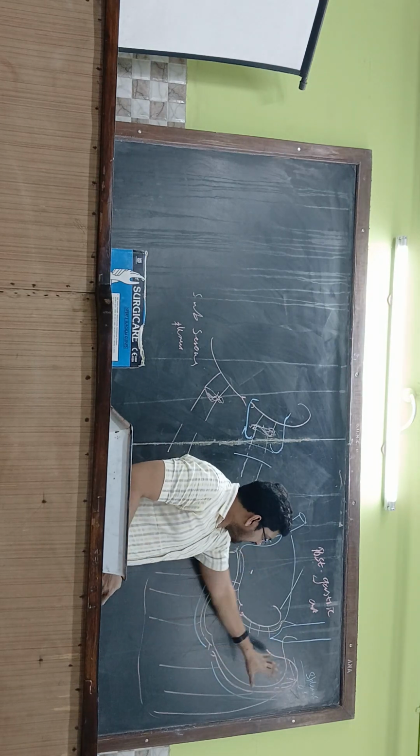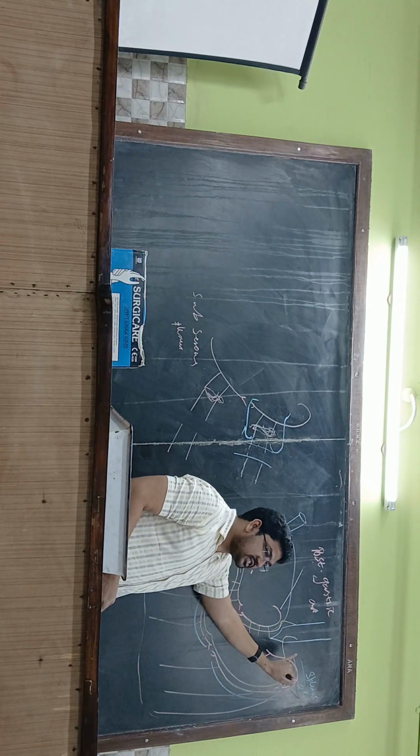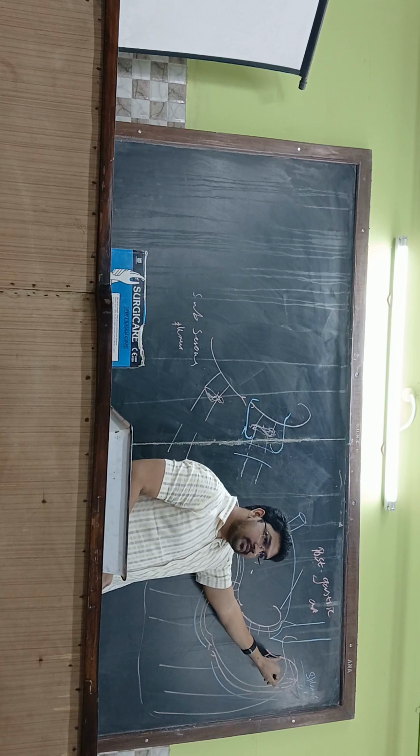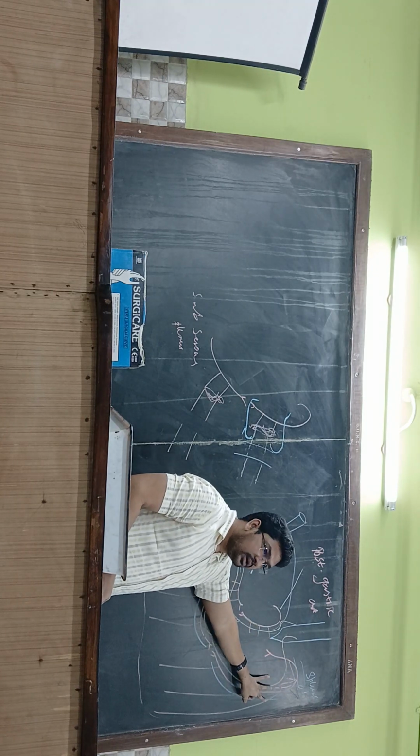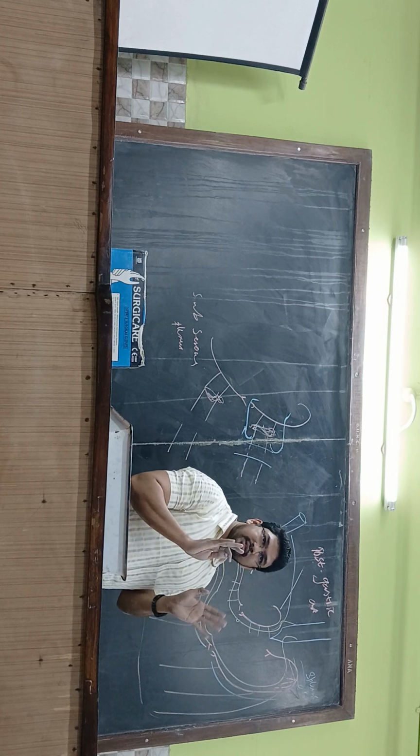So how many arteries are the branches of the splenic artery? One is the posterior gastric artery, the short gastric arteries, and then one more, the left gastroepiploic artery. Okay, this is very much important.